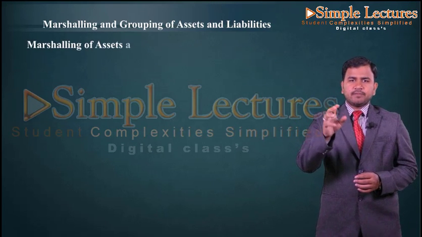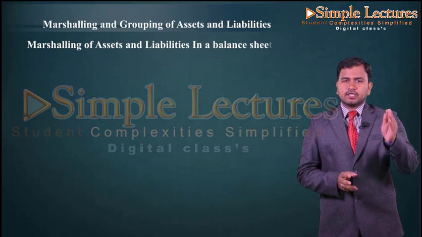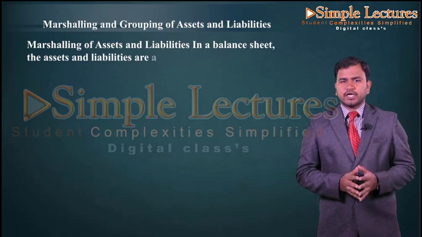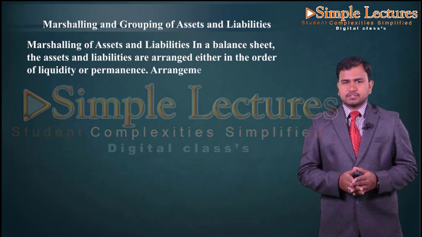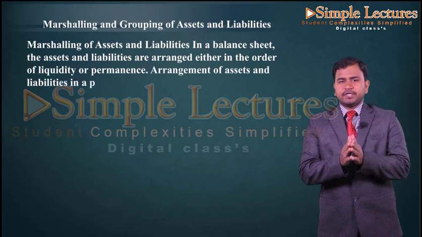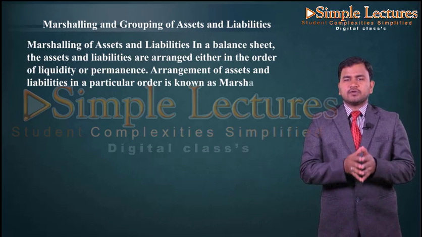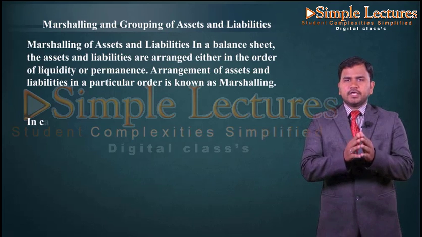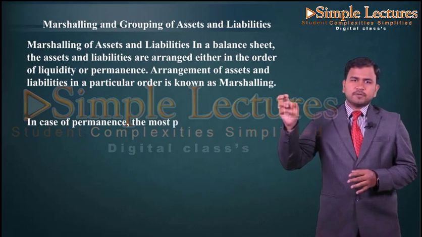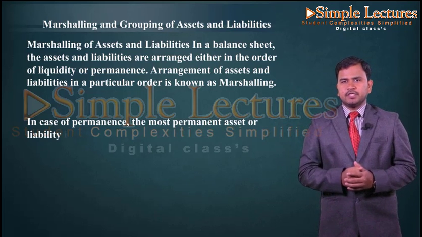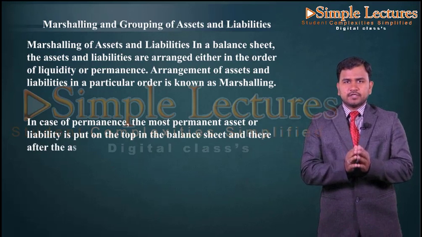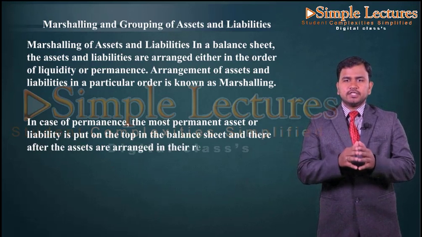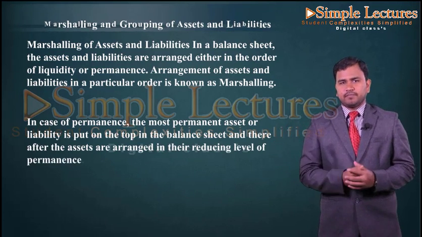Marshalling of assets and liabilities in a balance sheet: the assets and liabilities are arranged either in the order of liquidity or permanence. Arrangement of assets and liabilities in a particular order is known as marshalling. In case of permanence, the most permanent asset or liability is put on the top in the balance sheet, and thereafter the assets are arranged in their reducing level of permanence.